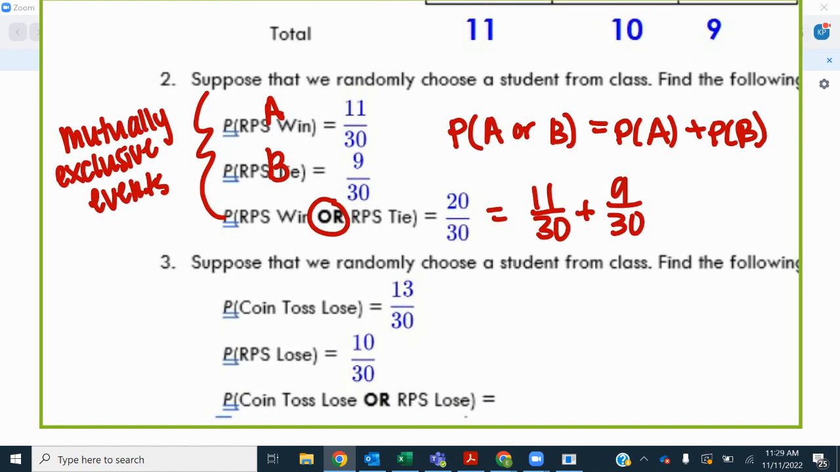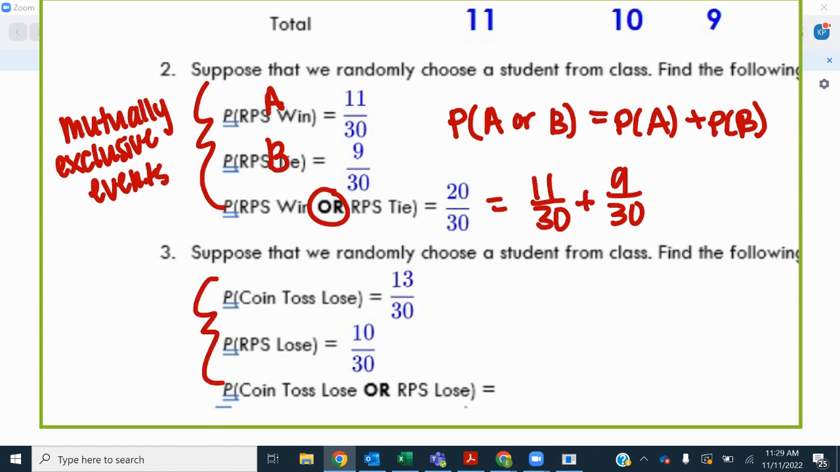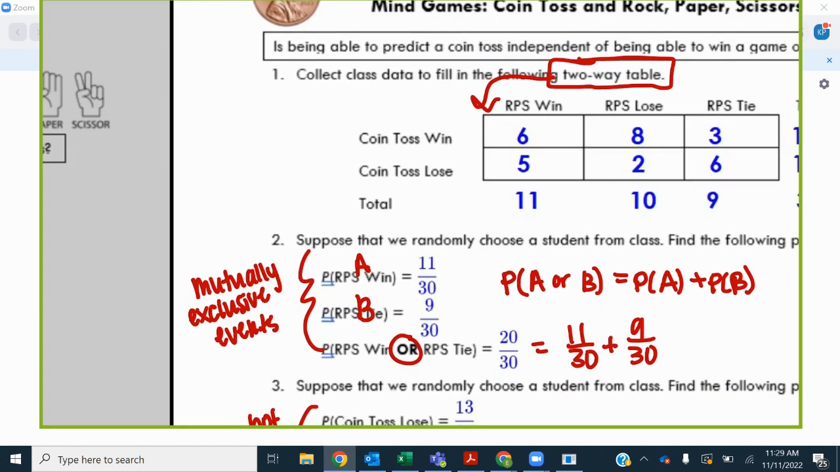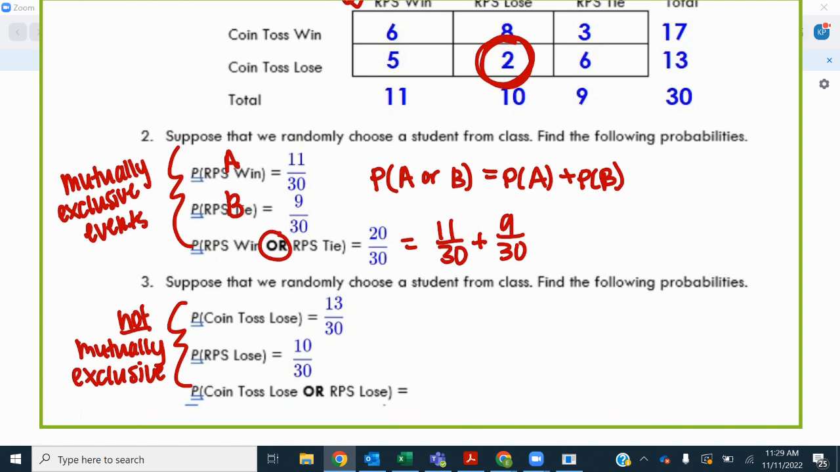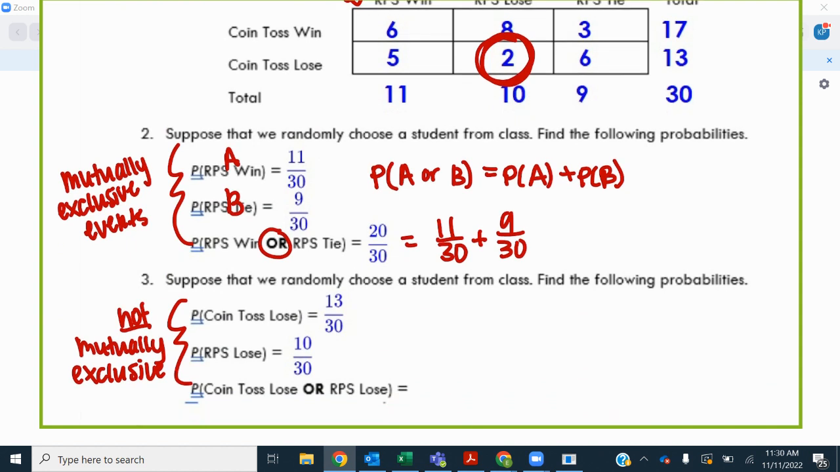For number 3, if you look, coin toss lose and rock, paper, scissors lose. Those are not mutually exclusive. Because if you look in the table, coin toss lose and rock, paper, scissors lose, those were both right here in the overlap. So that's where they overlap. And so we were able to say that's not mutually exclusive because they have an overlap in the table.